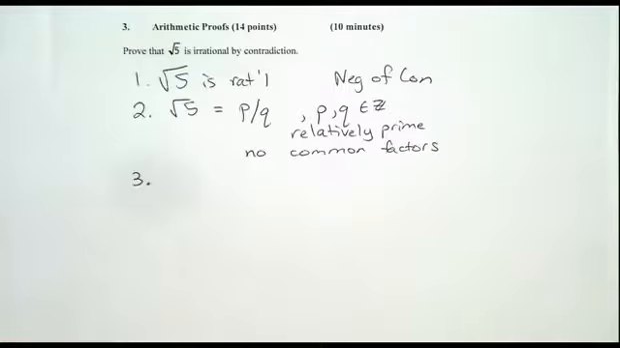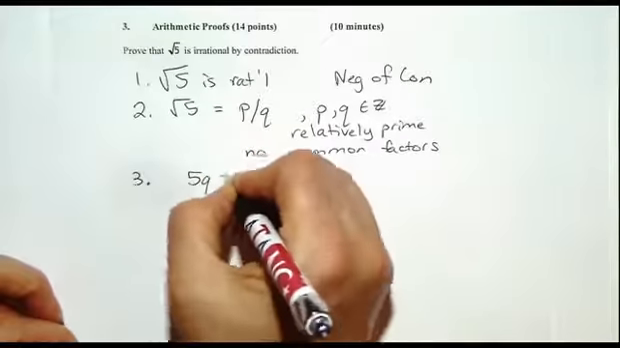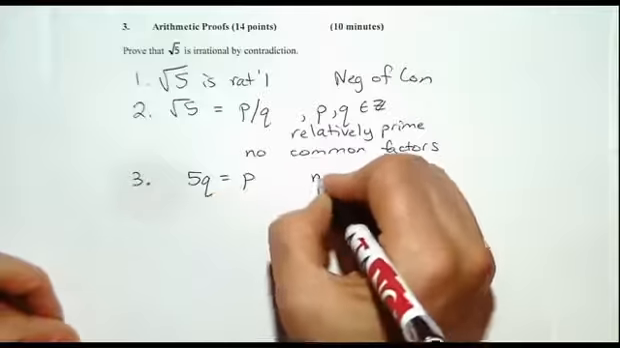So now, at this point, we know that what we would really like to do is show that P and Q have common factors, because it's the only thing that I could get the opposite of in this proof. So that's what I'm going to try to do. I'm going to square both sides and cross multiply to get 5Q squared equals P squared. That's from math.